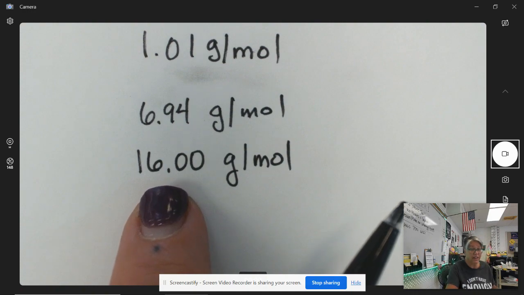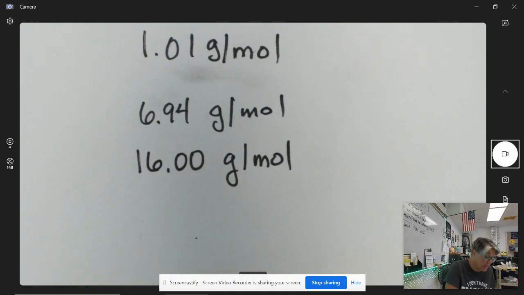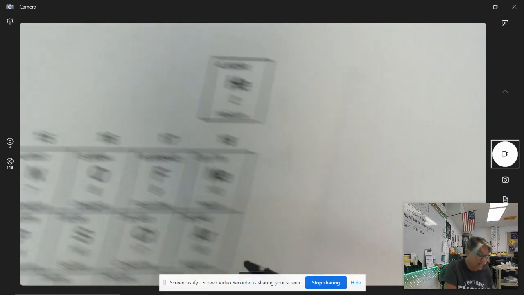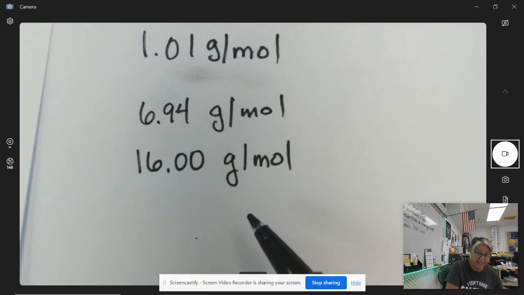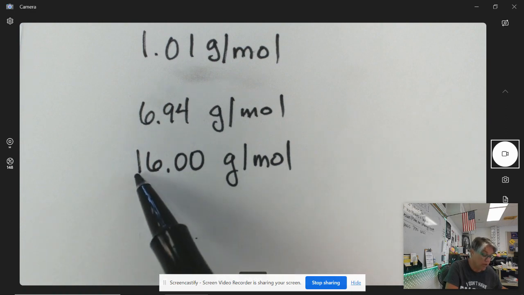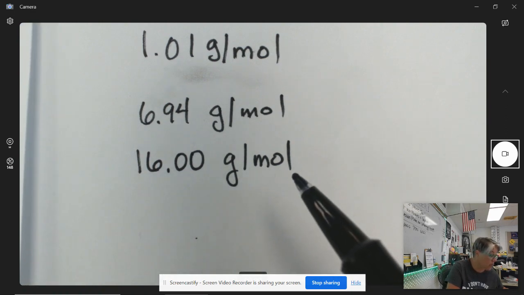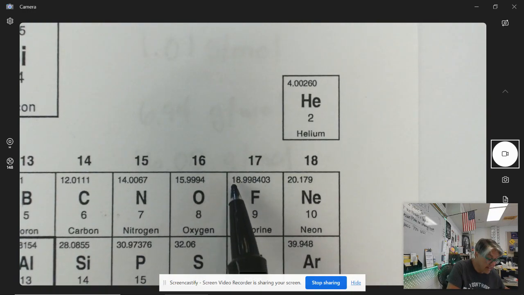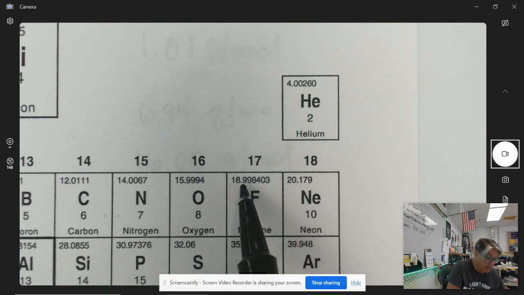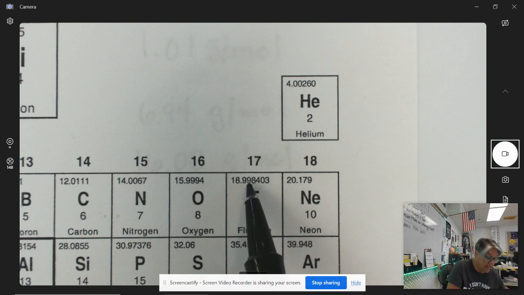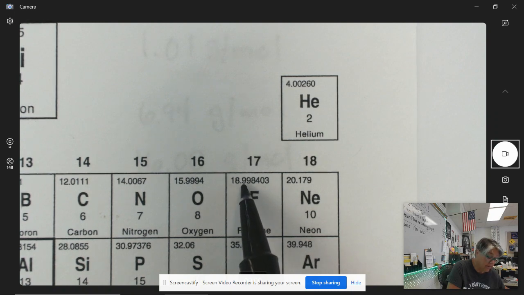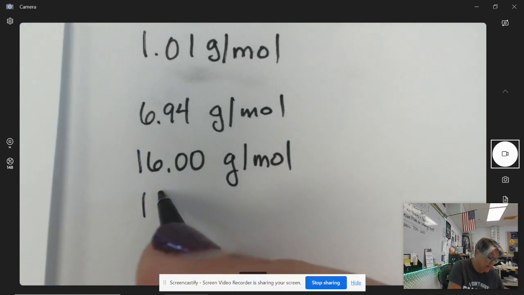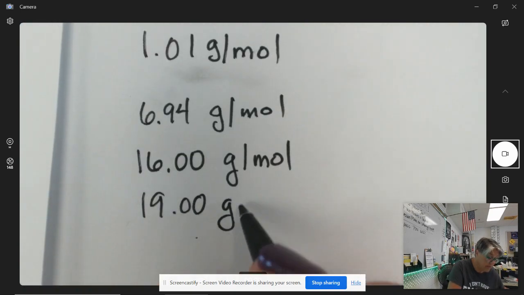Now when you put that in the calculator, obviously you'll just put 16 in the calculator. When you do it in your head, obviously you know that it's just 16. But if it's a test situation and you have to show your work, you're going to want to write it out. If we look at fluorine, how does that round? Well, I want the hundredths place. That 8 bumps that 9. That 9 becomes 10, which makes this 9 become 10. So fluorine is 19.00 grams per mole.